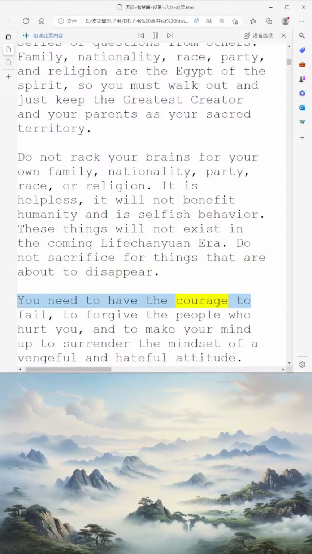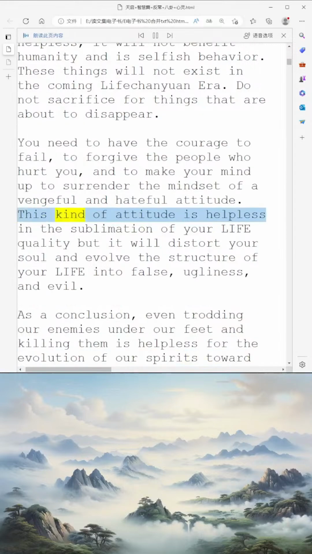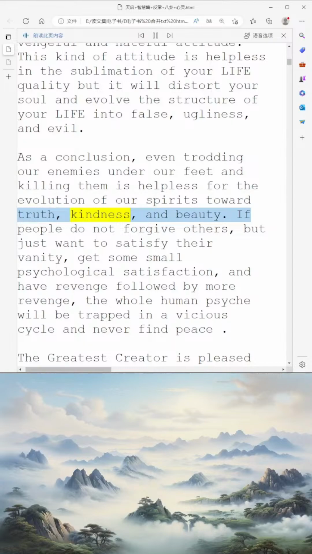You need to have the courage to fail, to forgive the people who hurt you, and to make up your mind to surrender the mindset of a vengeful and hateful attitude. This kind of attitude is helpless in the sublimation of your life quality, but it will distort your soul and evolve the structure of your life into falseness, ugliness, and evil. As a conclusion, even trampling our enemies under our feet and killing them is helpless for the evolution of our spirits toward truth, kindness, and beauty.